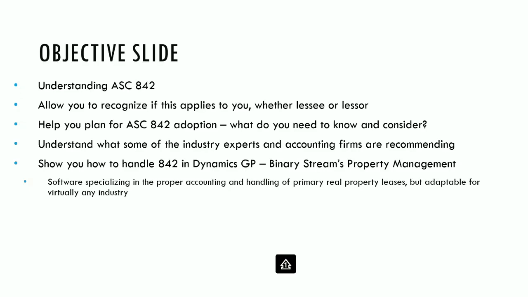We're going to look at actually what some of the experts are recommending, some of the major accounting firms. What do you need to know? What do you need to consider? And we're going to look at what these industry experts say that we need to look out for as well. And again, we're going to look at 842 in Dynamics GP with Binary Stream's property management.